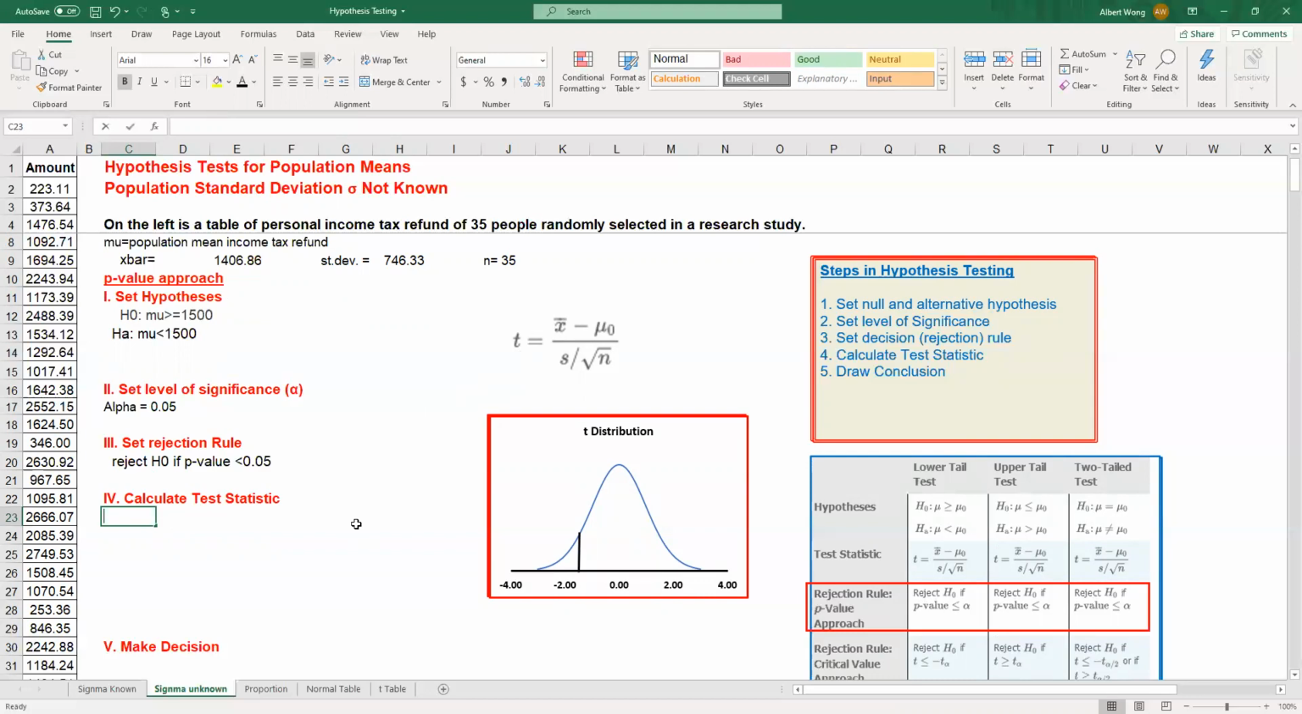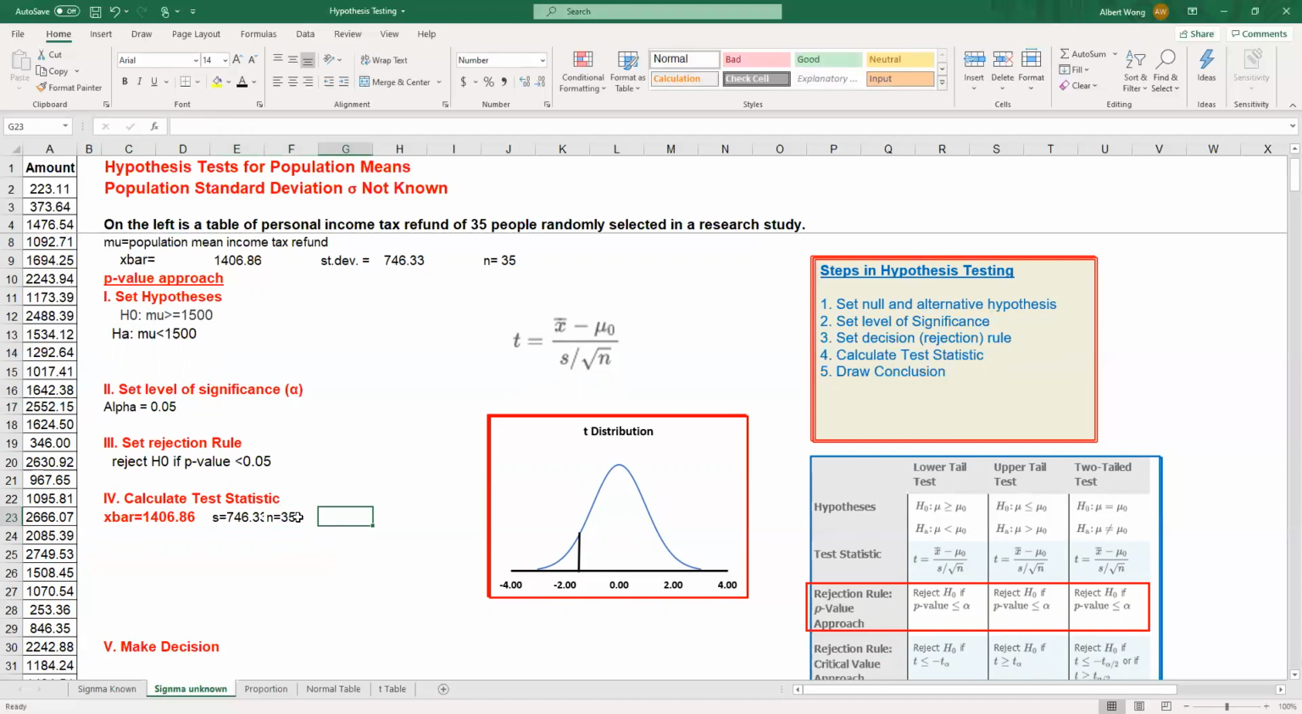Okay, so let's write down what we know. X bar is equal to 1406.86. S is equal to 746.33. N is equal to 35.